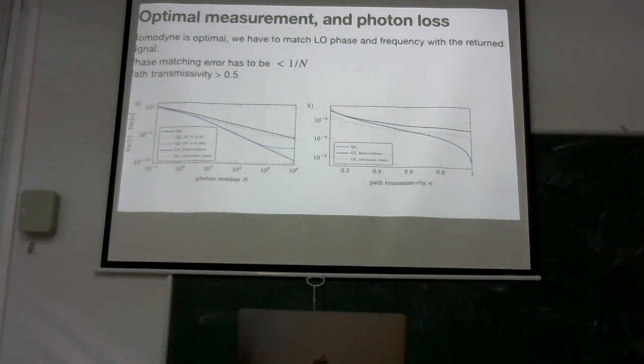One thing I haven't said is that in this diagram we optimized the allocation of squeezing and displacement. So we had to pick the optimal ratio between squeezing and displacement. For each point we optimize this, and usually it's beneficial to have more displacement, especially as you go towards high losses.